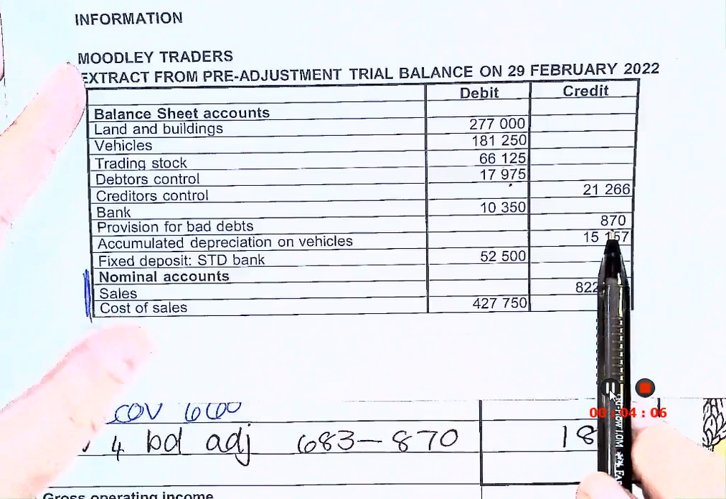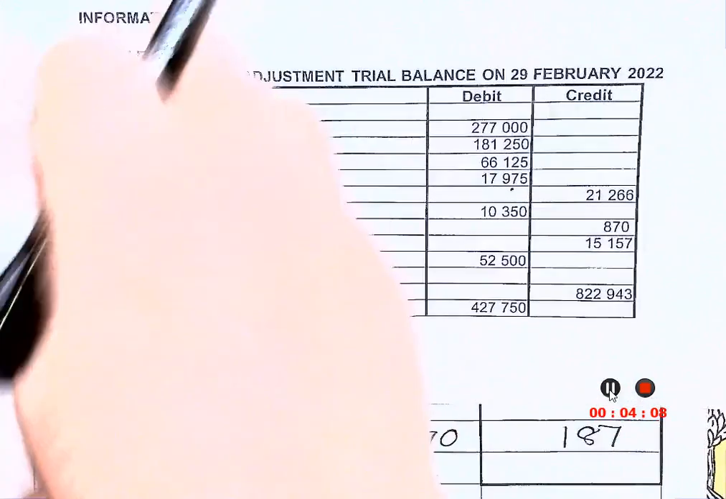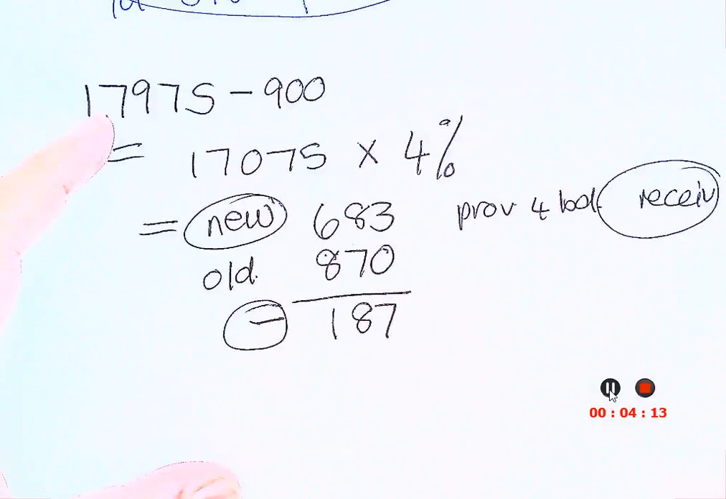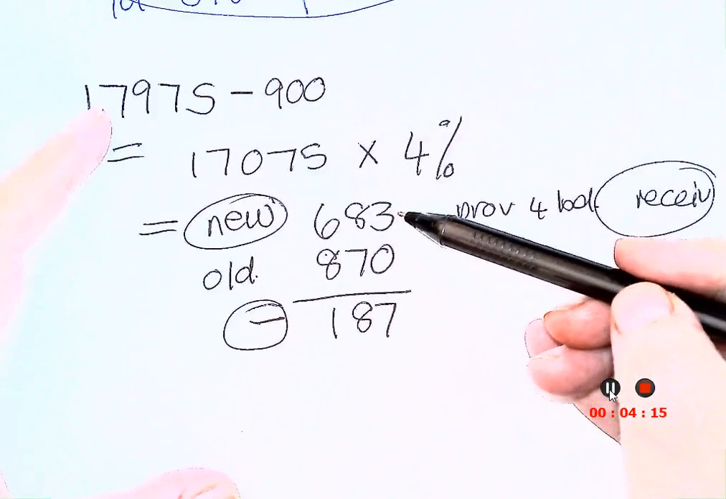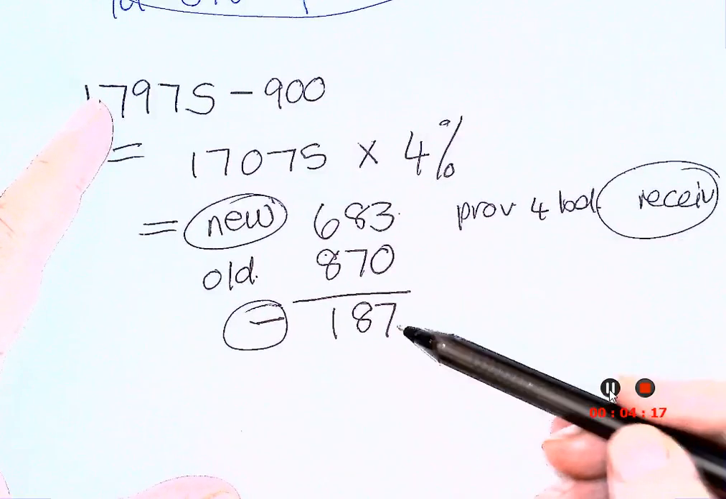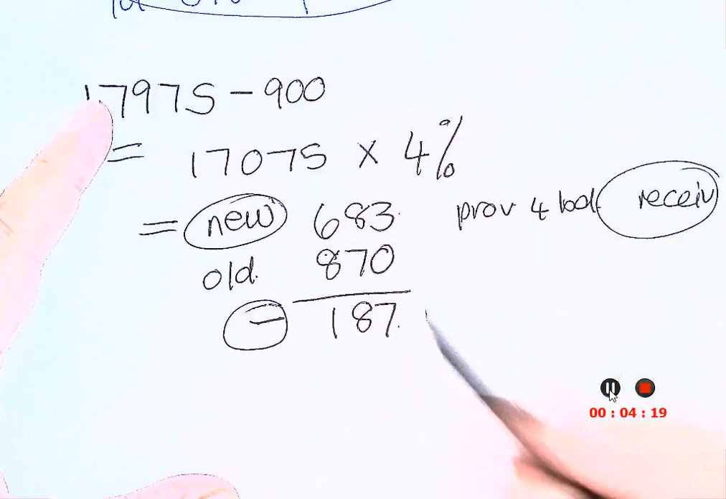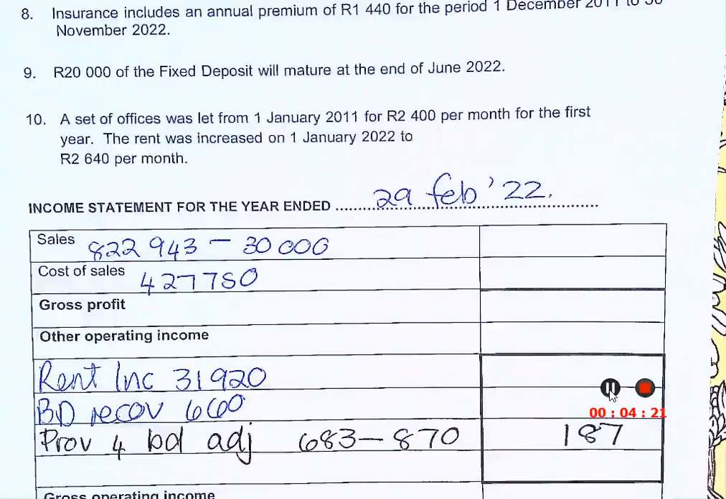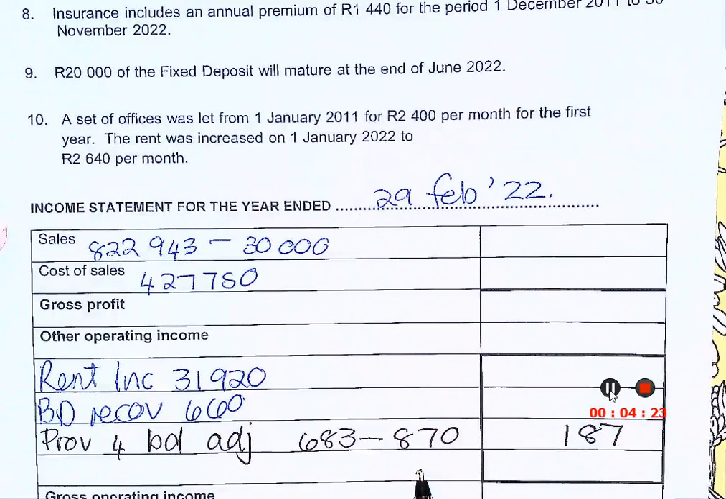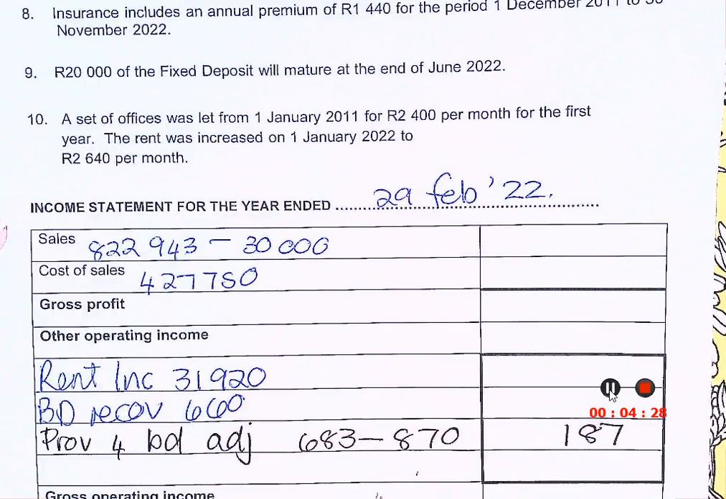So meaning at this stage in my books it's 870. But I don't want it to be 870. I want it to be 683. So I'm going to subtract 187. So the 187 becomes an income. The difference. Is everybody sure? You're still going to have to think about it a little bit.